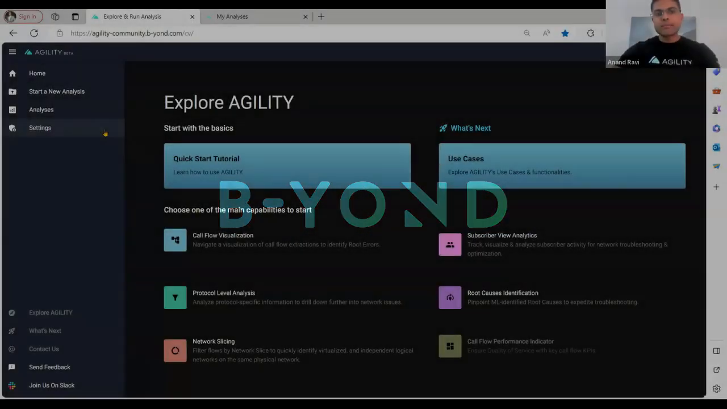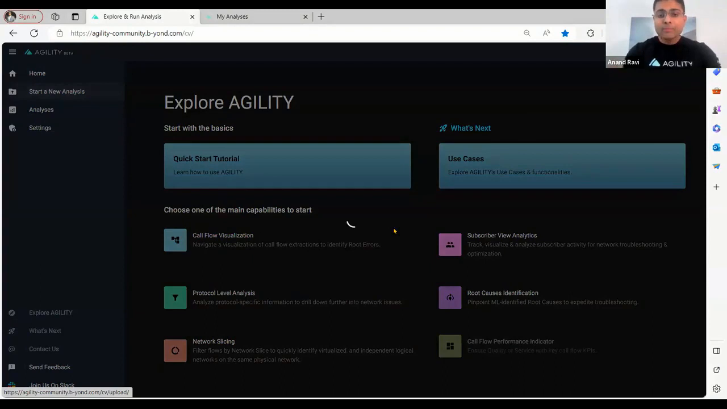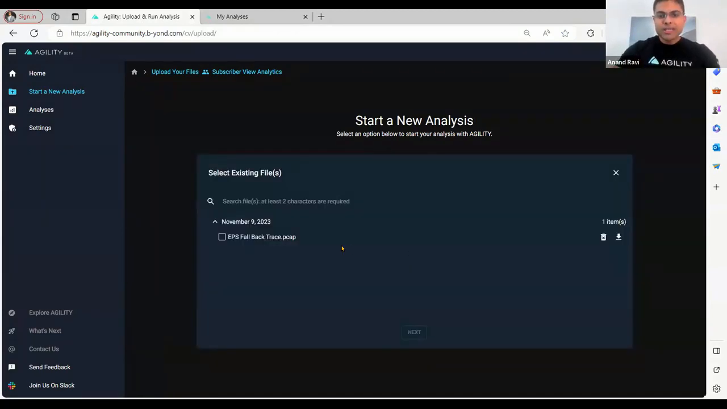Now let me dive into the demo. As I said, there are multiple options. I can always start a new analysis and upload PCAPs manually through the UI. But of course, the end-to-end automated process, hands-off, headless persona is also available, which can be integrated using APIs.